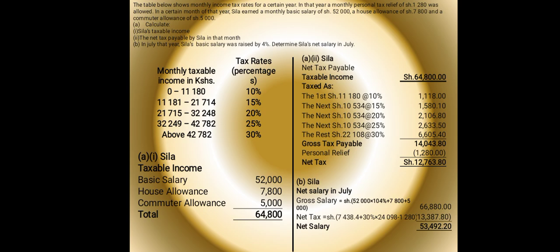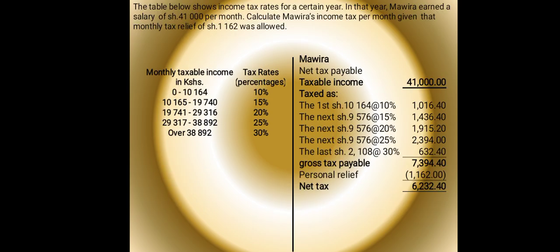The table below shows income tax rates for a certain year. In that year, Mawira earned a salary of 41,000 shillings per month. Calculate Mawira's income tax per month, given that monthly tax relief of 1,162 was allowed.